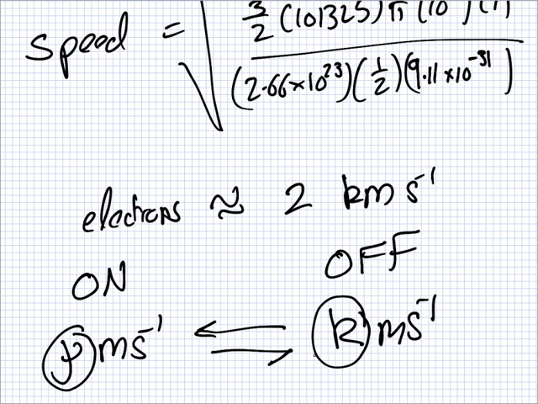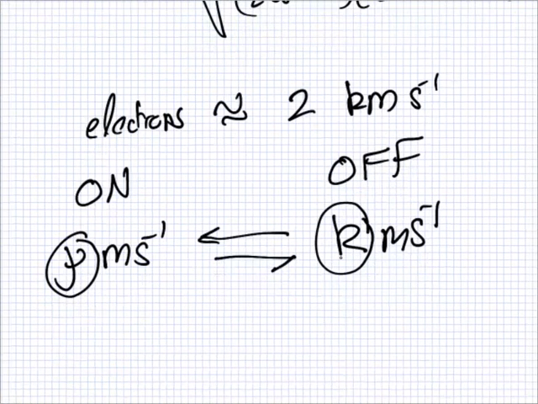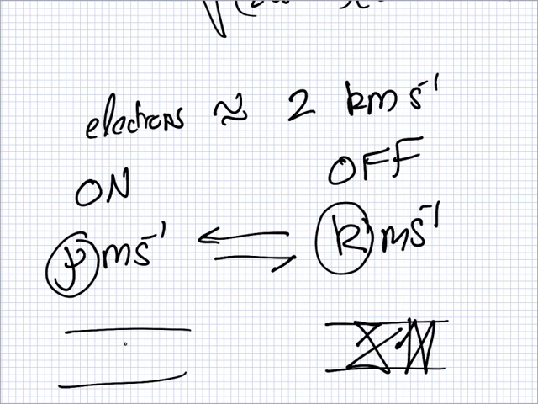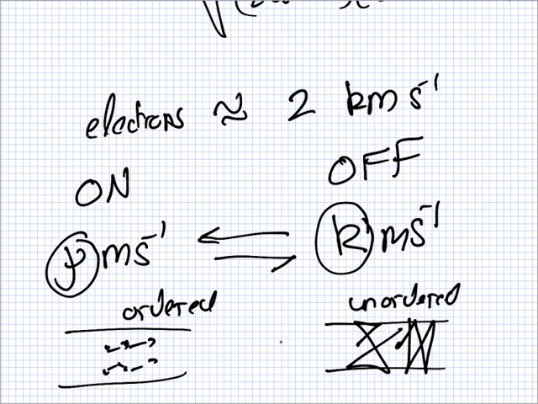And the reason is because there's a huge difference between a picture like this and a picture like this, where they're all moving to the right. Because this is unordered and this is ordered. Unordered pictures tend to be moving much faster than ordered pictures. Basically, this can do no work and this can do work. This is very unordered and this is very ordered.